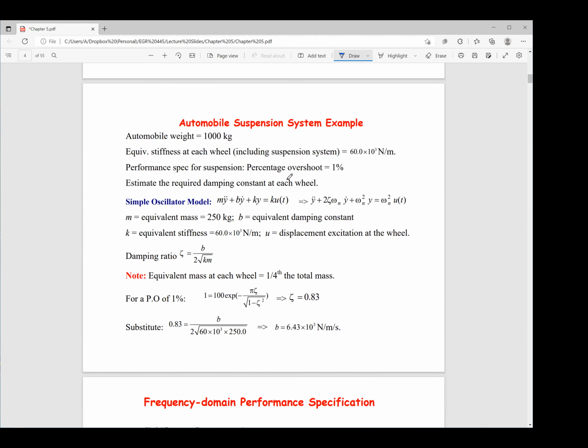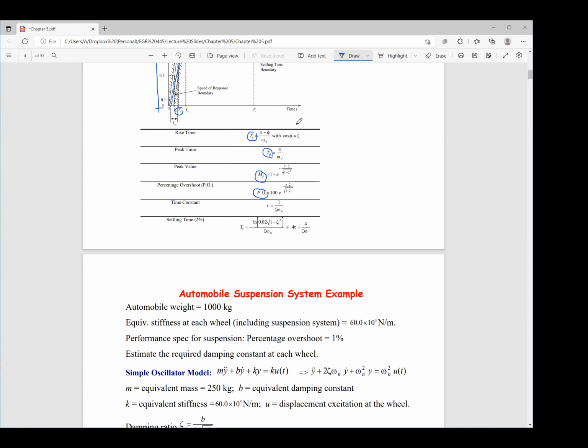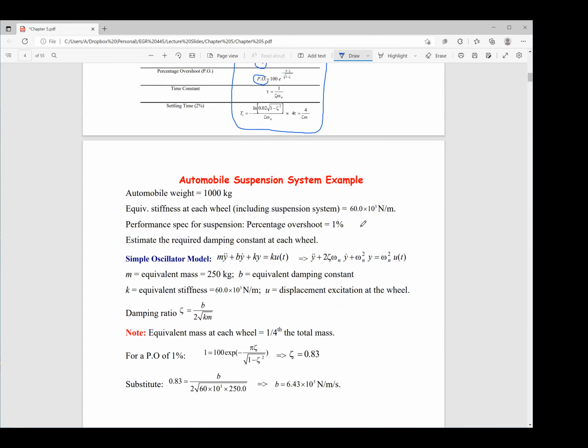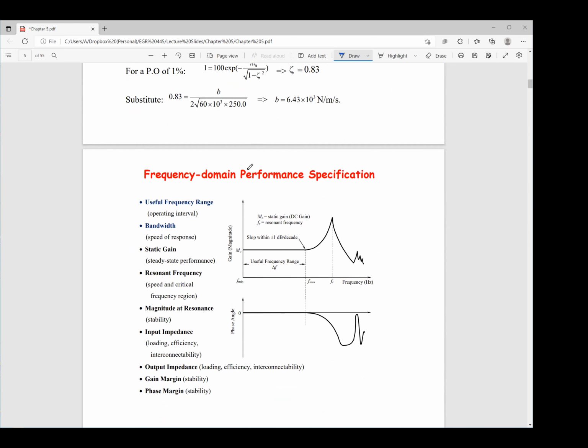Now, let's take a simple example. What I want to show you are the equations given for the rise time, peak time, percentage overshoot, and the settling time. You can use these equations to design the time response, and you can decide what the stiffness should be, what the damping should be, and what those individual values are, so that the particular response can be met. And here is one example that I'm going to solve in the next class.